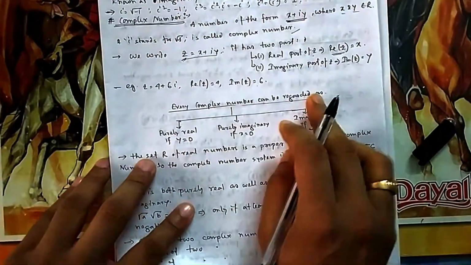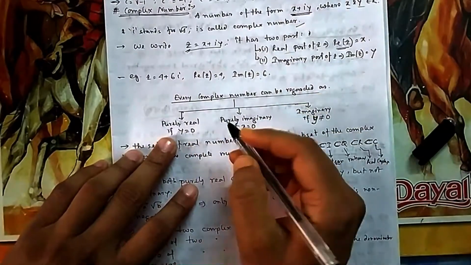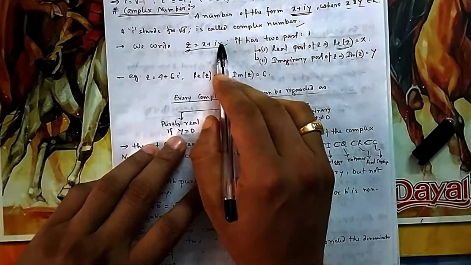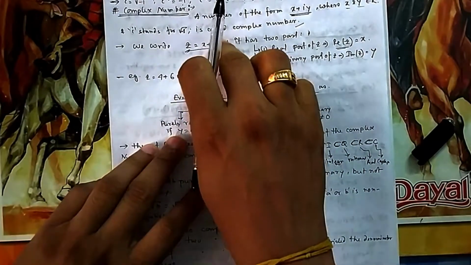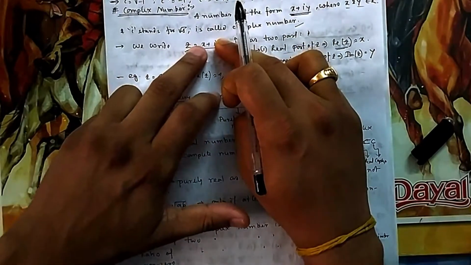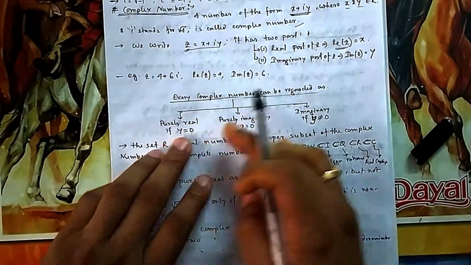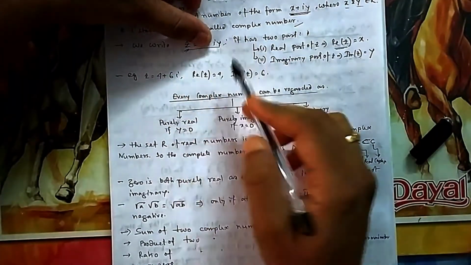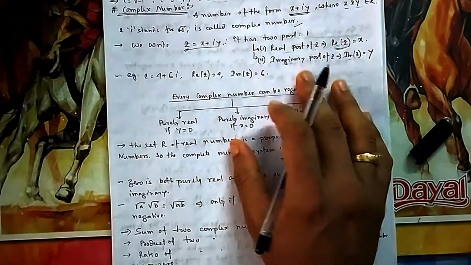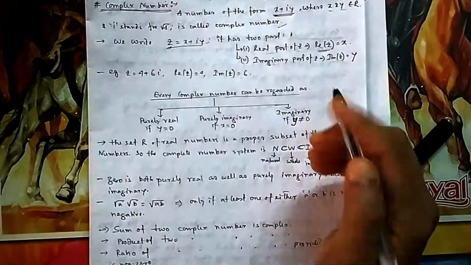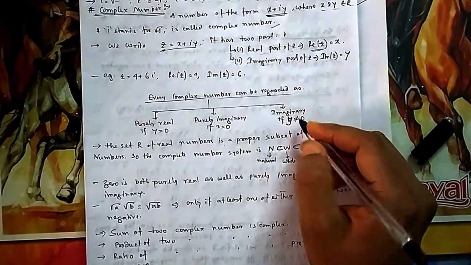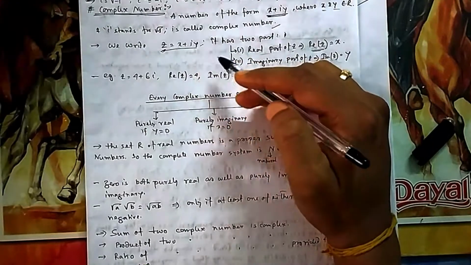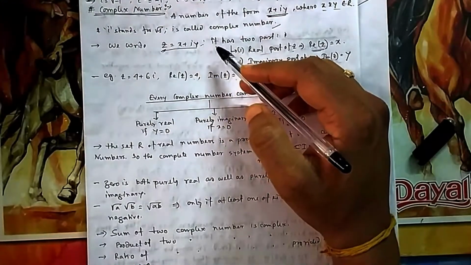Now every complex number can be regarded as purely real if its imaginary part is 0. If this part is 0, then there is no question of i, so it is purely real. Z is x, a real number, so it is purely real. We say it is purely imaginary if there is no real part. If x is 0, then everything is i, so we say it is purely imaginary. There is no existence of a real part there. And it is simply imaginary if y is not equal to 0. If it is not equal to 0, something with i is present, whether x is there or not, that doesn't matter. If something with i is present, then it is imaginary.